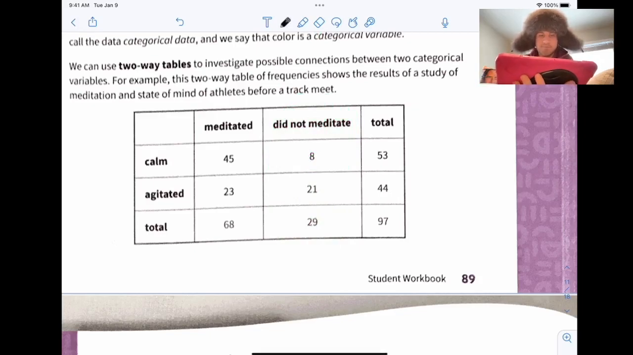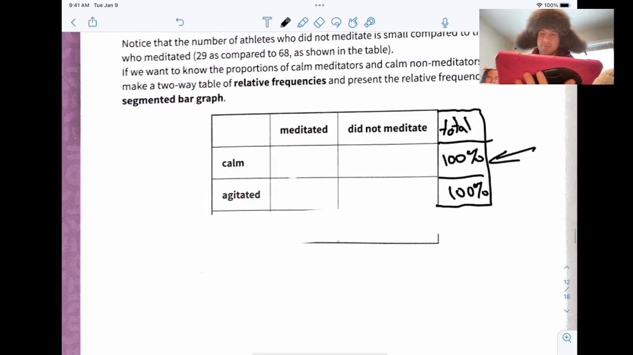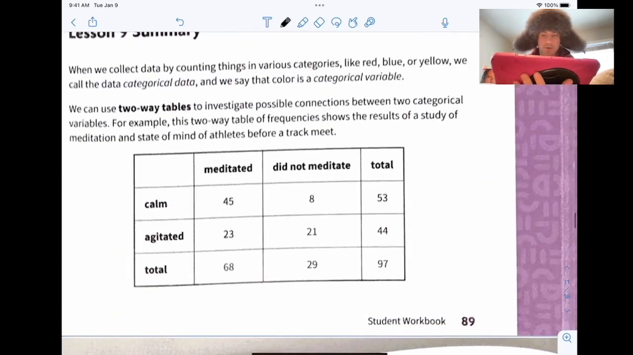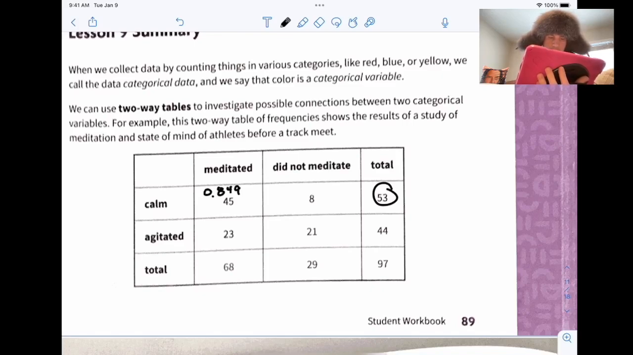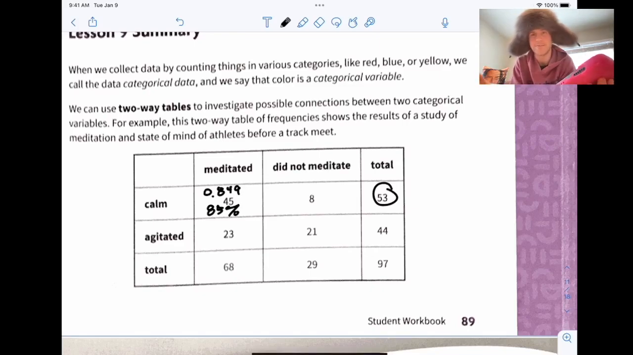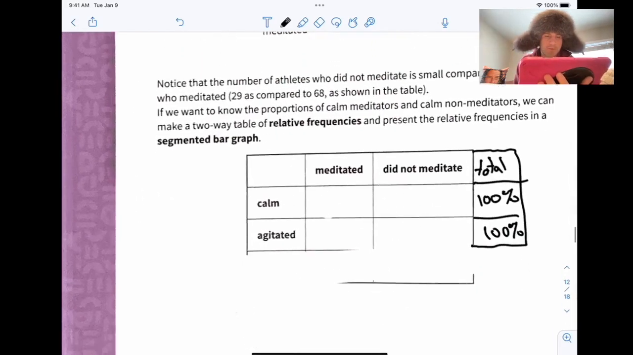So how that would change is, instead of doing 45 divided by 68, the column total, because we have row totals here, we're going to use those row totals as well. For example, what's 45 divided by 53? It's 0.849, which is really just 85%. I rounded, so 0.849 rounds to 0.85, hence 85%. So we can put that there.